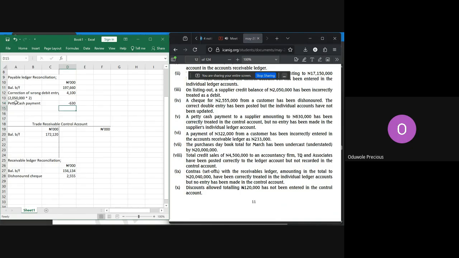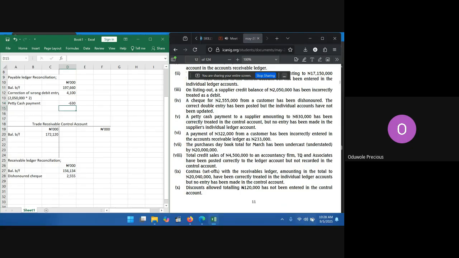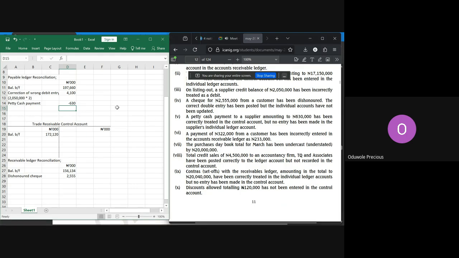Okay. Then the next one is, let's quickly finish this because of the battery. So the next one is payment of 322 from a customer. Anytime you hear customer, that's receivable, just come back. Payment of 322 from a customer has been incorrectly entered in the account receivable. That means this one is related to what? Account receivable. So, transposition error.